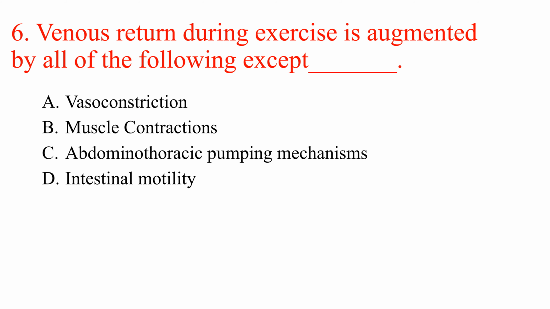Number 6. Venous return during exercise is augmented by all of the following except dash. A. Vasoconstriction, B. Muscle contraction, C. Abdominothoracic pumping mechanisms, D. Intestinal motility. The answer is D, intestinal motility.